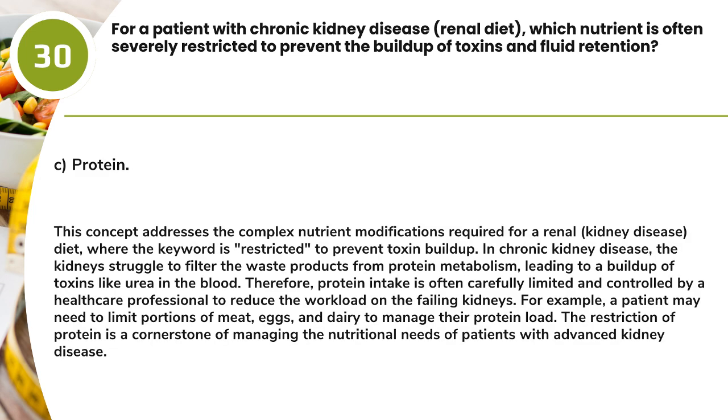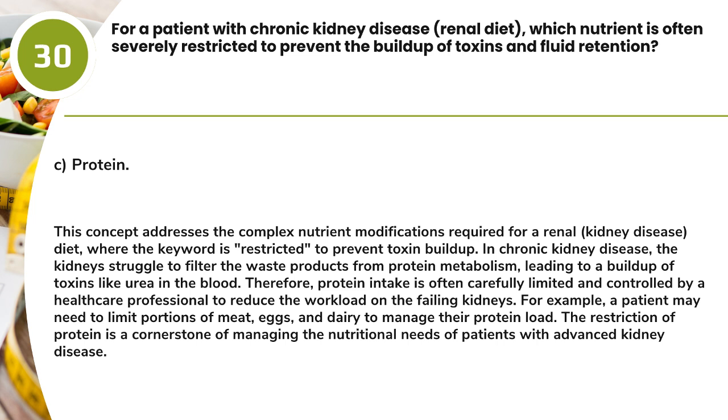Answer C. Protein. This concept addresses the complex nutrient modifications required for a renal kidney disease diet, where the keyword is restricted to prevent toxin buildup. In chronic kidney disease, the kidneys struggle to filter the waste products from protein metabolism, leading to a buildup of toxins like urea in the blood.